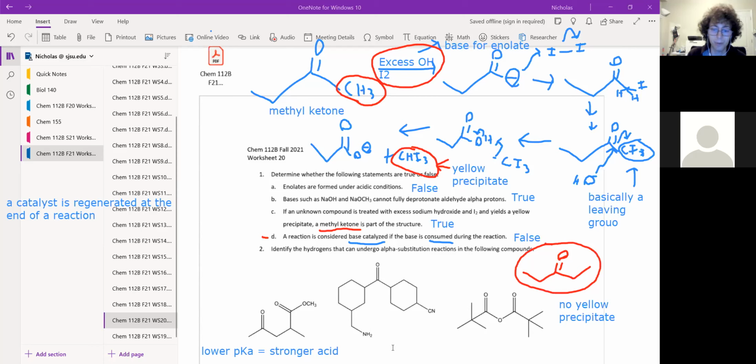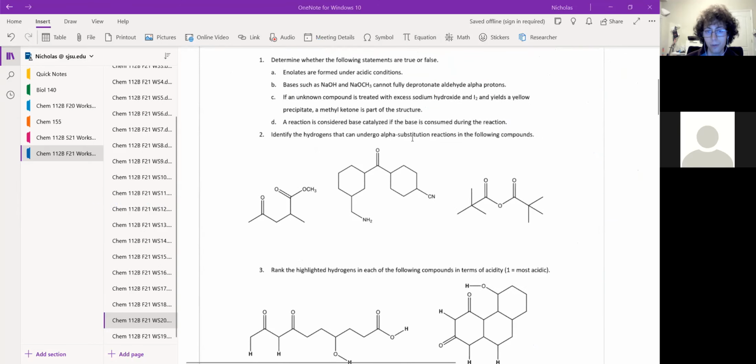And just for the sake of completion, it's called a base promoted reaction if the base is consumed. Just as a definition. And categorizing reactions like that is a good idea because you're going to see examples of both. Probably did today, you will over the next week or so. Okay, so I'll move on to question 2.